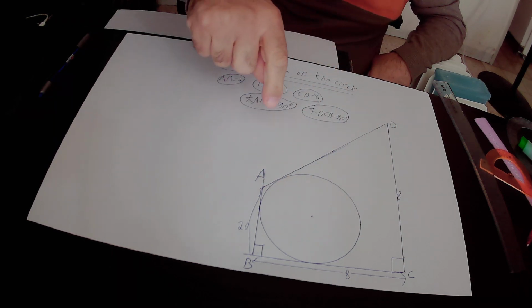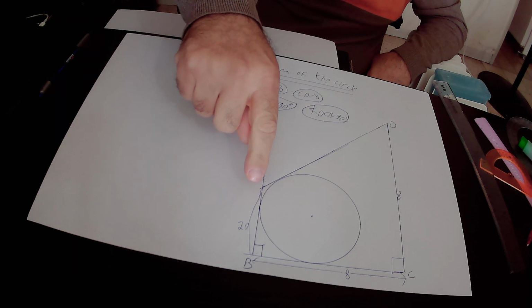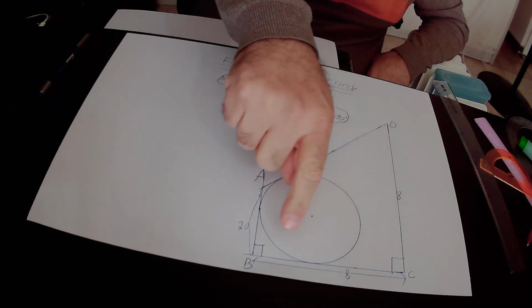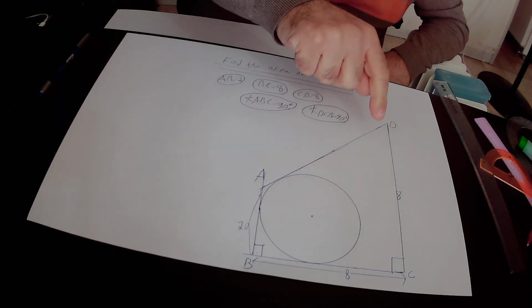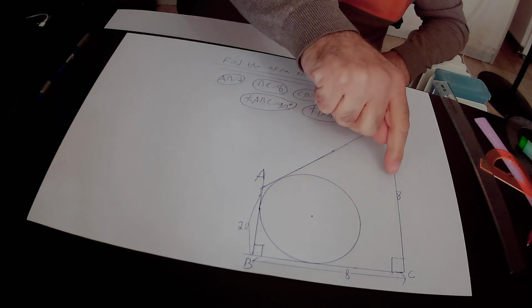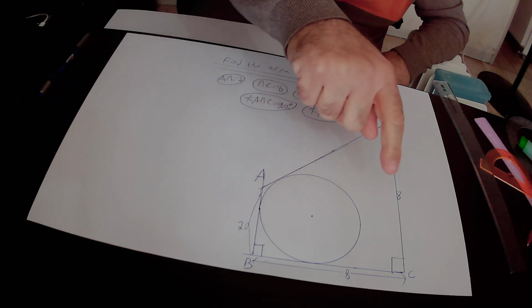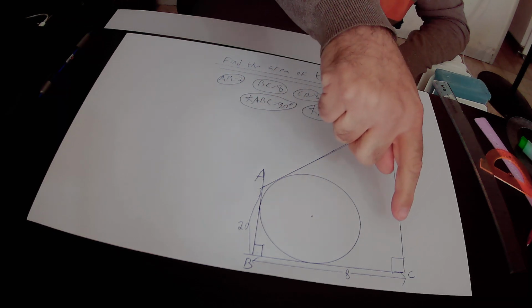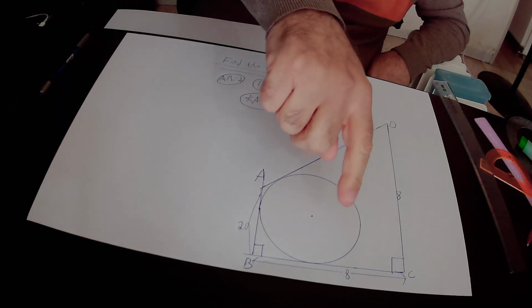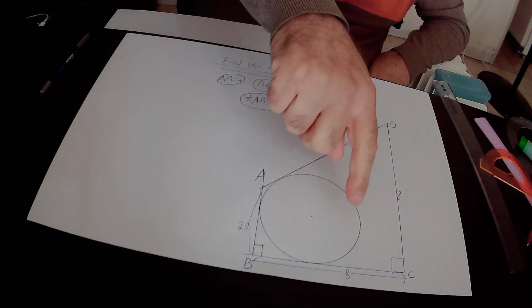You know that side AB equals 2 units in length, side BC equals 8 units, and side DC also equals 8 units in length. This angle ABC equals 90 degrees, and this angle DCB also equals 90 degrees. Our mission is to find out the area of this circle.